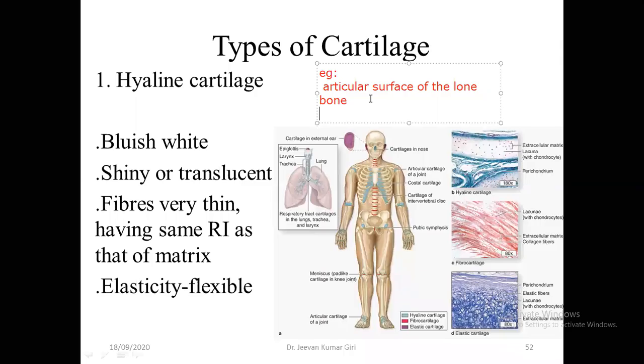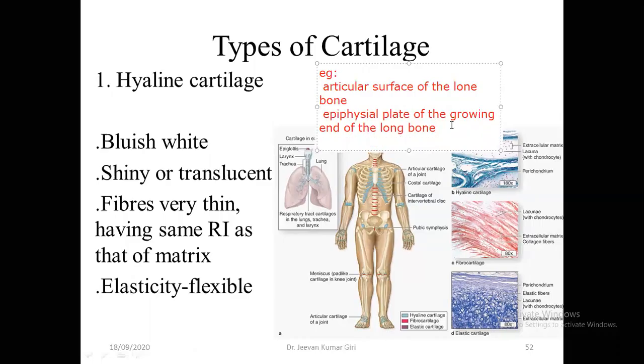Now this is in case of adult. You will find the hyaline cartilage in the growing end of the bone also. The epiphyseal plate of the growing end of the long bone is also hyaline cartilage. You will not find this in the adult; you will find it in children or during growth. After adulthood, you will not find the epiphyseal plate.